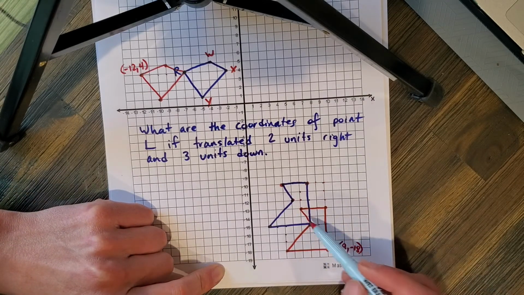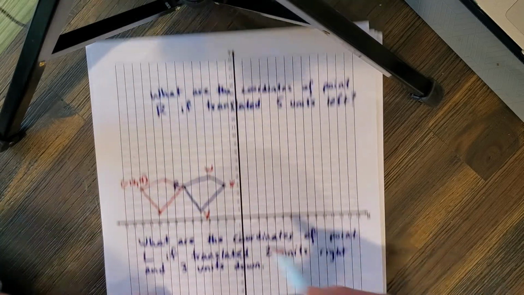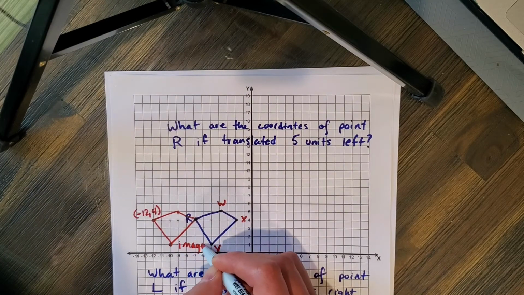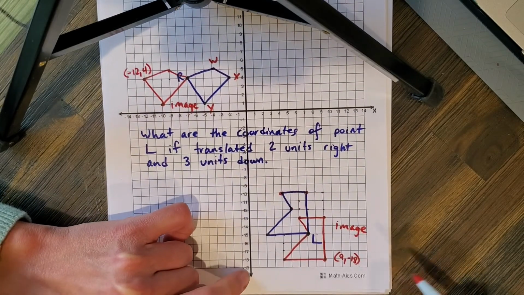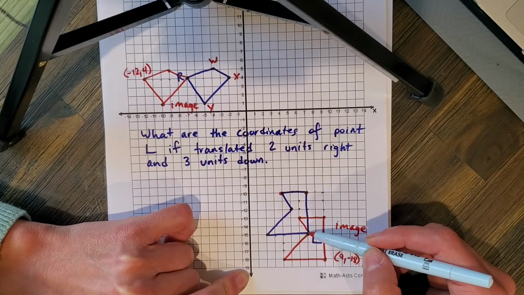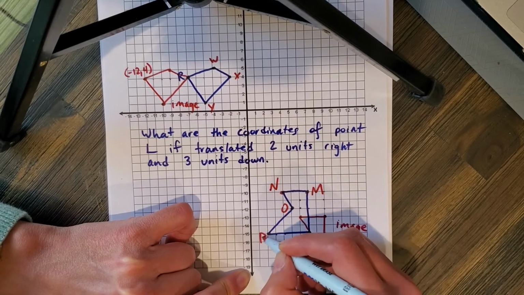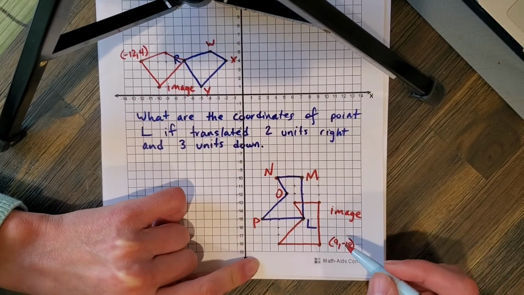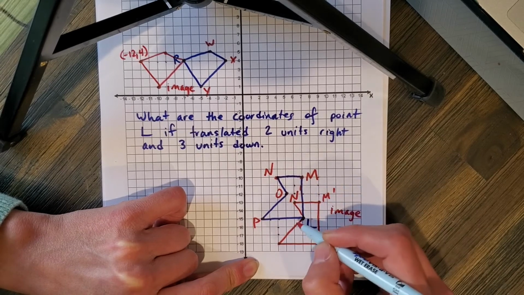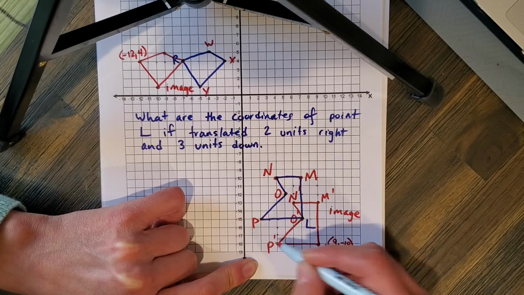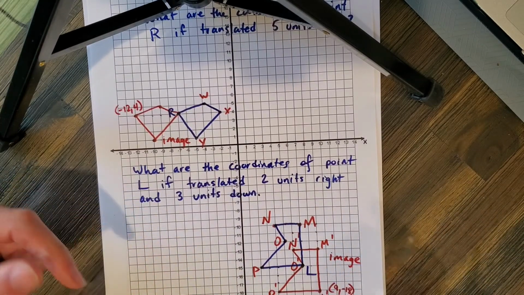So all we did was move it. Okay. Now this new picture is called the image. So whenever we move something, we call that the image. Okay. So it's the new image. And notice this was point L on the blue figure, and let's say I call this M, N, O, P. Right? Then on a new image, it would be called L prime, M prime, N prime, O prime, P prime. That's just a little apostrophe there. That just means that's a new image, okay?